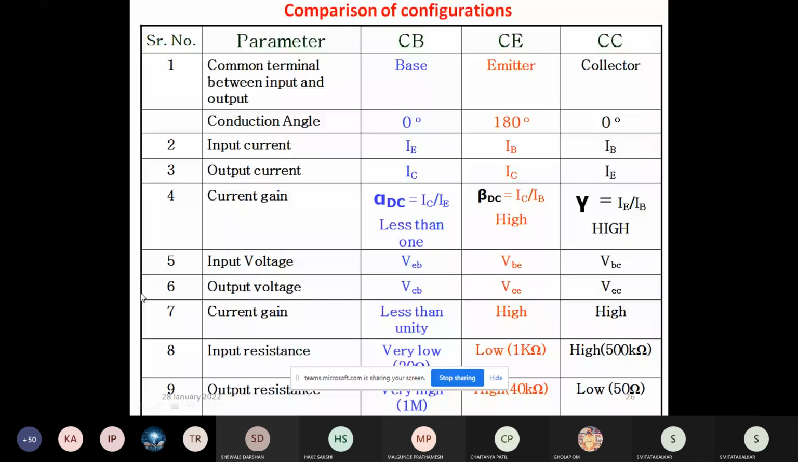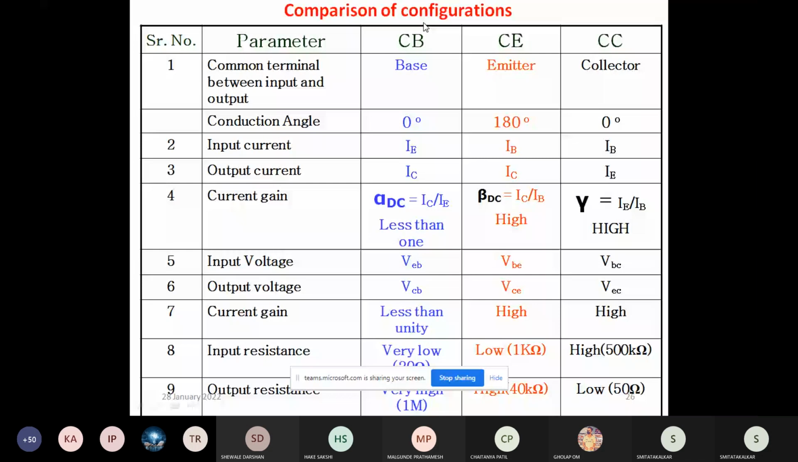Then the input voltage and output voltage. Write down the input voltage: base emitter voltage, emitter base voltage, base emitter voltage, base collector voltage. You can read the first terminal, that terminal is the common, and after that the voltage. Then for the output terminal, you can see the output voltage naming: base to collector, collector emitter voltage, and emitter collector voltage. Then last, the current gain alpha DC is less than unity, meaning 0.9.